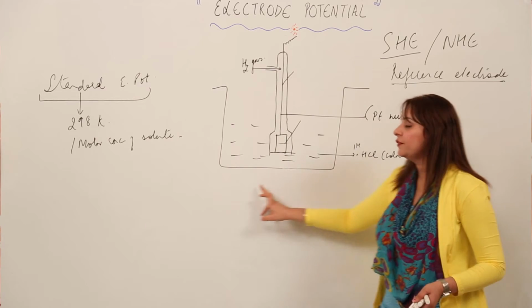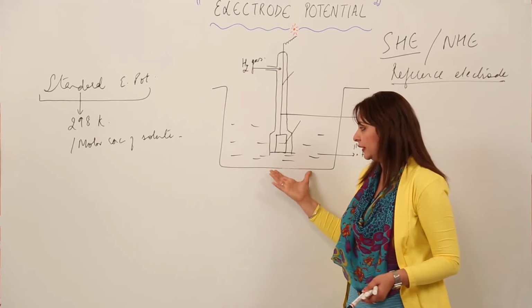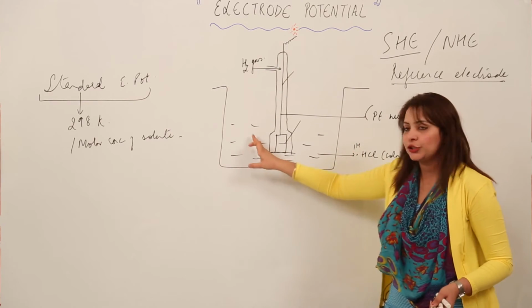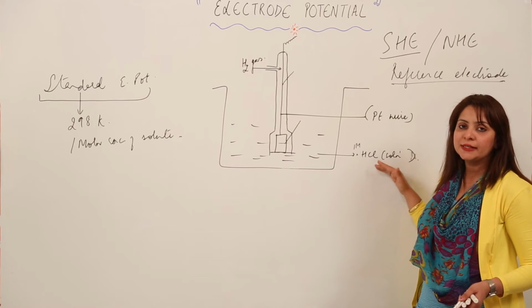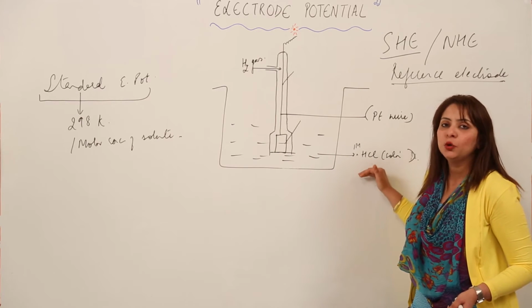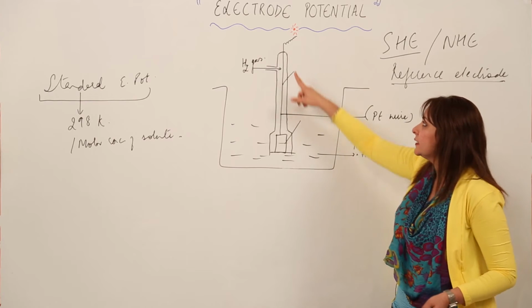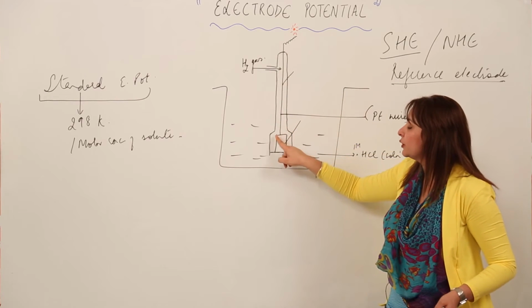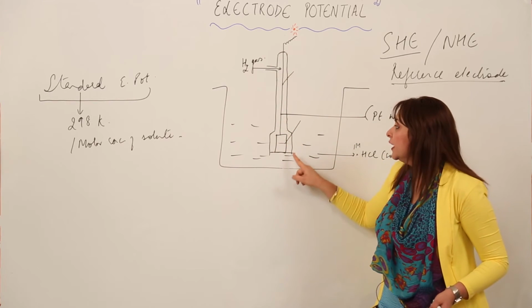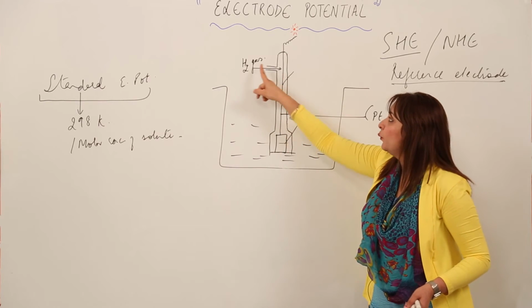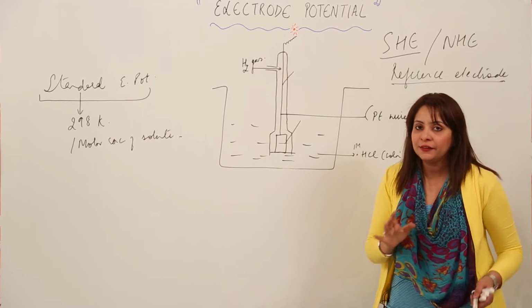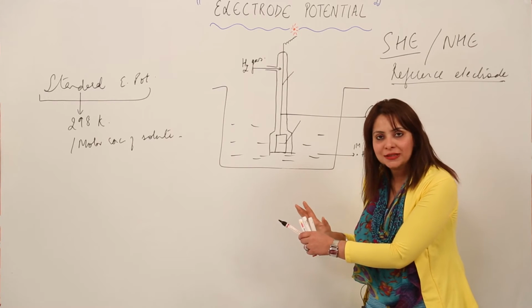See, it consists of a beaker. It has a solution. This solution is 1 molar HCl solution, right. This is a platinum wire, to which the platinum foil is attached. There is a tube through which we are bubbling the hydrogen gas. I think this SHE arrangement is clear to you.